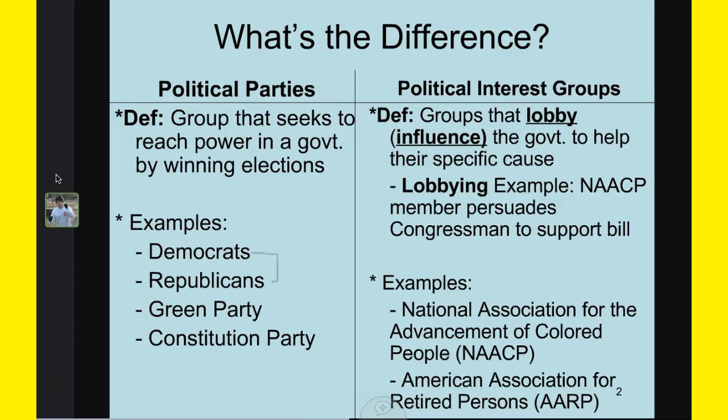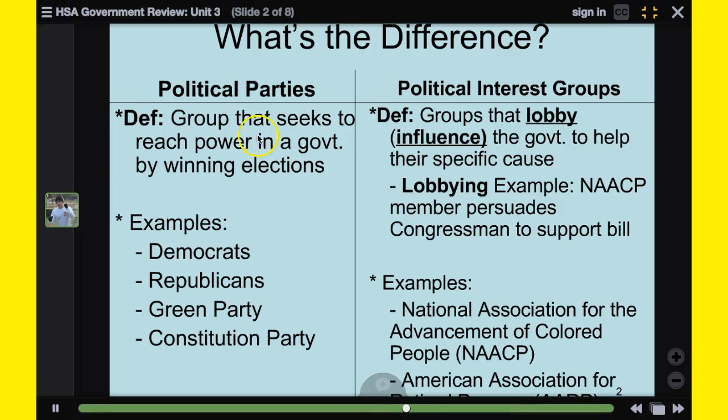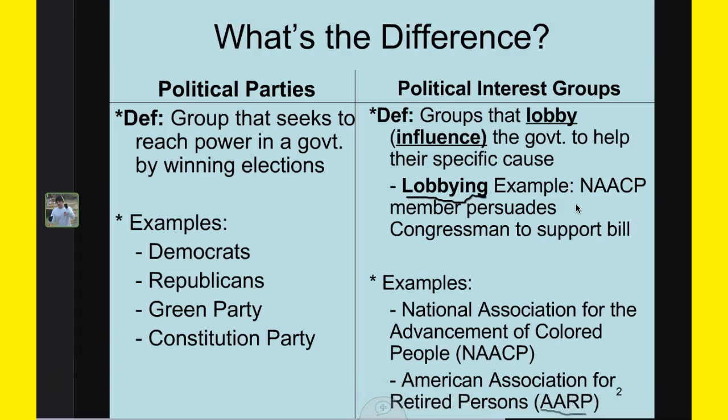Interest groups are trying to lobby. The goal of interest groups is to influence the government to help their cause. Interest groups might fight for civil rights, they might fight for gun rights, they might fight for the rights of senior citizens, like the AARP, arguably the most powerful interest group in the United States because they have so many members. And what interest groups primarily do is lobby.